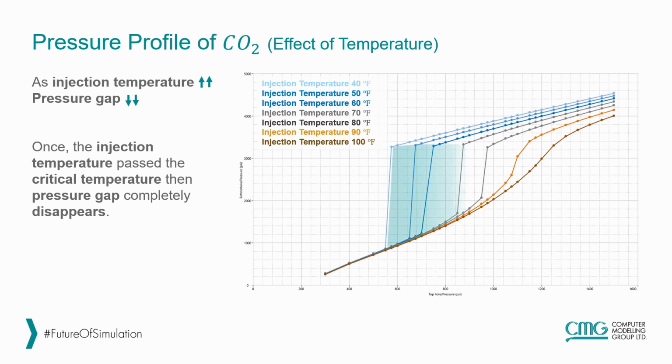Now let's look at the effect of injection temperature on this pressure gap. Here we see that as we are increasing the injection temperature, then the magnitude of the pressure gap is becoming smaller and smaller. And when we are beyond the critical temperature of CO2, then we don't see this gap anymore, as this is shown by these orange curves at the very end. There is no gap anymore and we see continuous curves here.